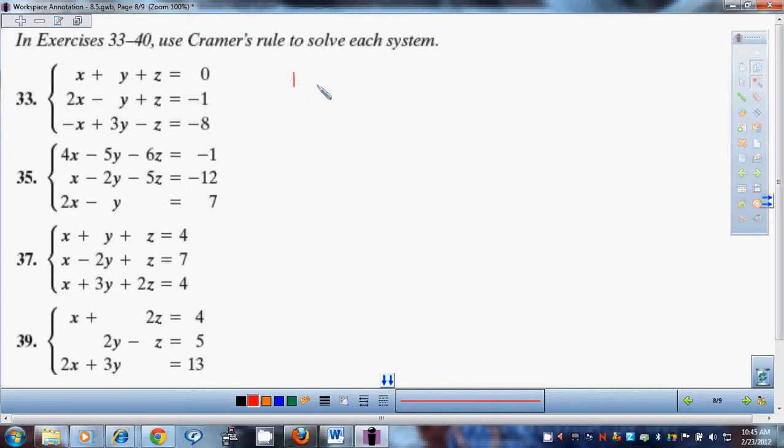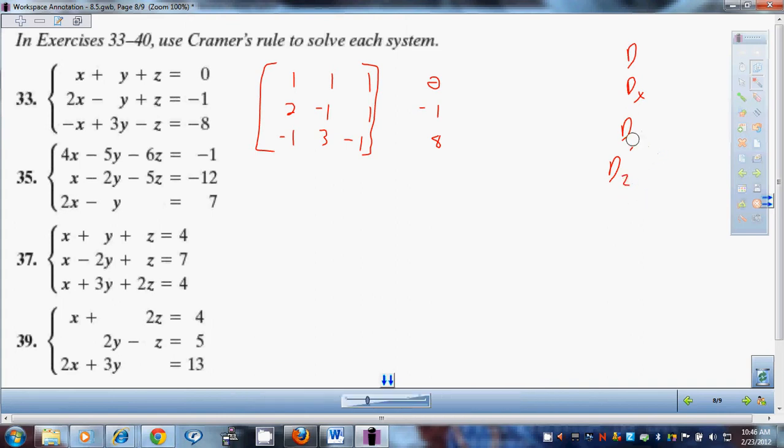33? All right. 1, 1, 1, 2, negative 1, 1, negative 1, 3, negative 1, and then our answer column is 0, negative 1, 8. Because the lower portion of my board is so horrible, I'm going to work horizontally. We're looking for D, Dx, Dy, and Dz, because now we have 3 variables. And it's going to work the exact same as the last ones did.